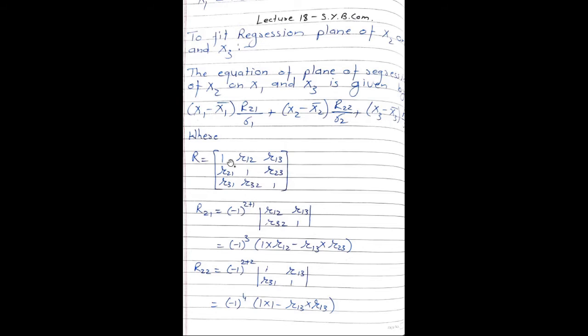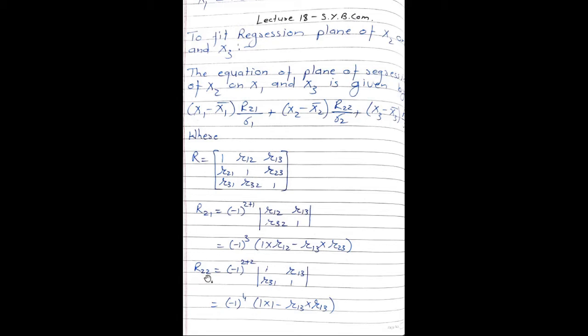So we have to calculate capital R21, the cofactor of matrix R, which is equal to minus 1 raised to 2 plus 1. Now we will hide the second row and first column. The things which are remaining are r12, r13, r32 and 1. We will put it in determinant format. We will solve this determinant as minus 1 raised to 3, 1 into r12 minus r13 into r23.